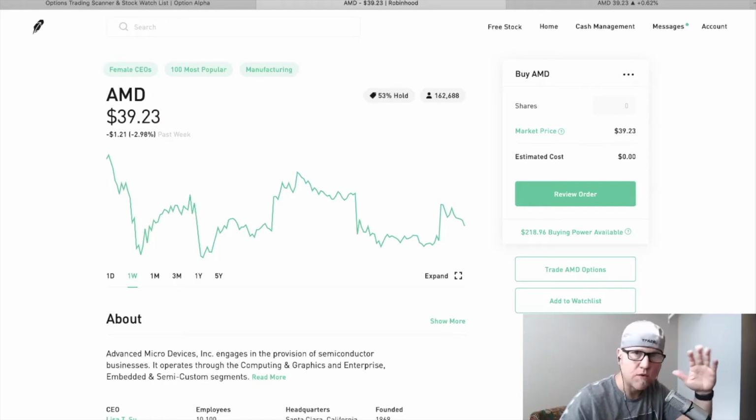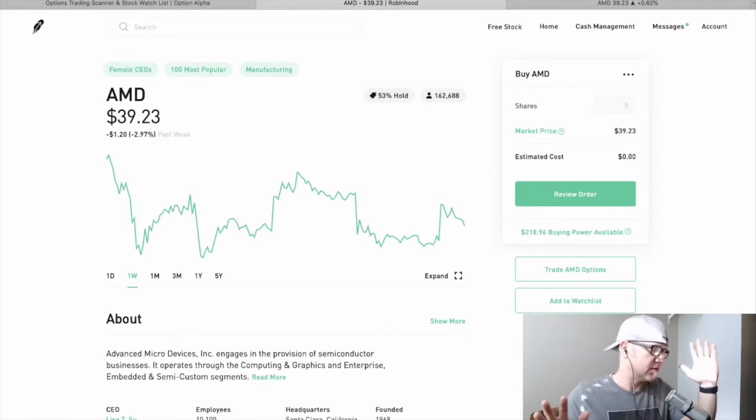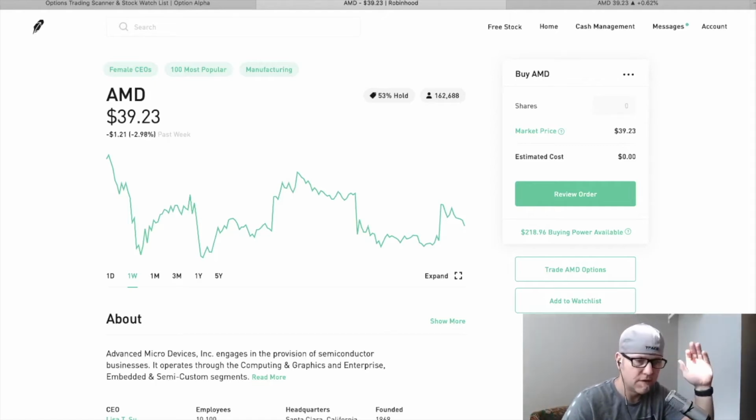So I want to buy a share of AMD, and this is going to be helpful for everyone, like new guys, guys who've been trading for a little while and don't know about this feature or don't have this feature. So what we're going to do right here is I want to buy a share of AMD.